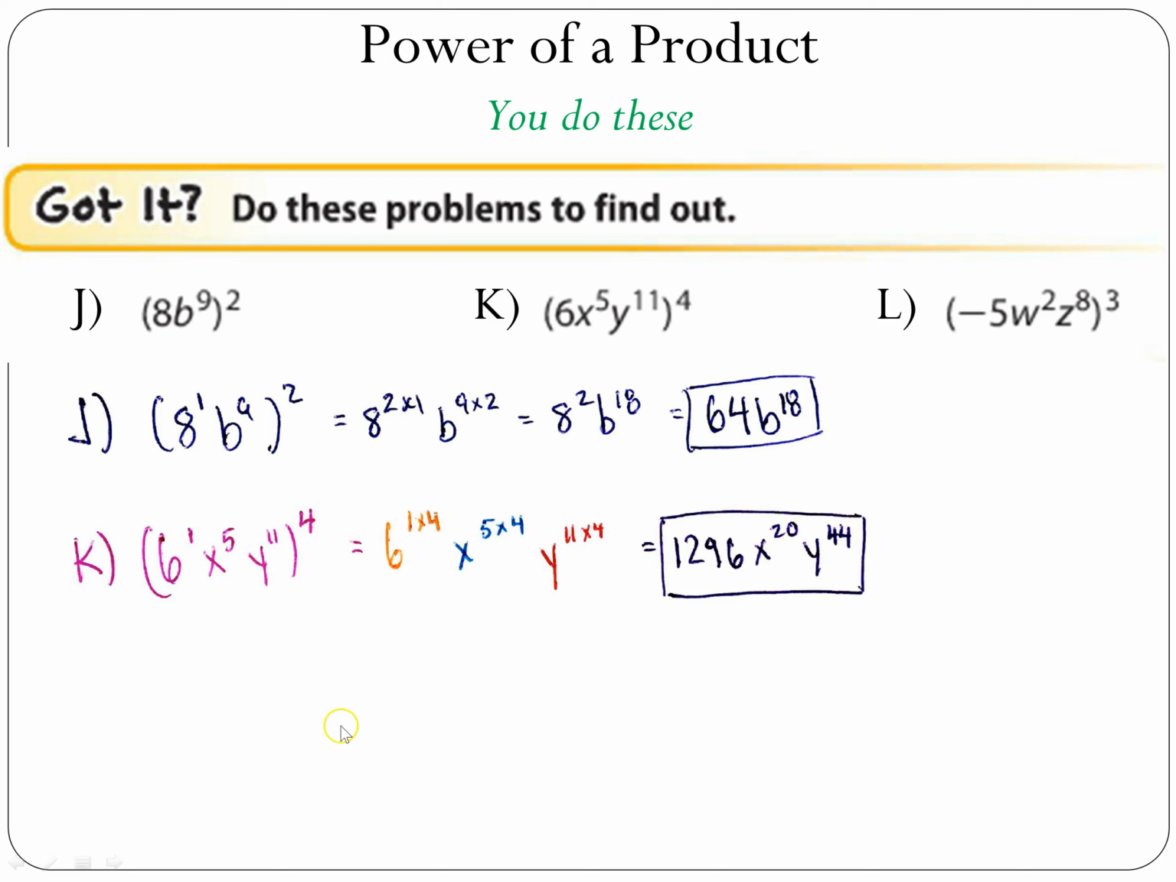Is that what you got? Because all I did was distribute the exponents by multiplying. I now have a calculator, so 6 to the 4th power is 1296, x to the 20th, y to the 44th. Kaboom. Let's take a look at L.